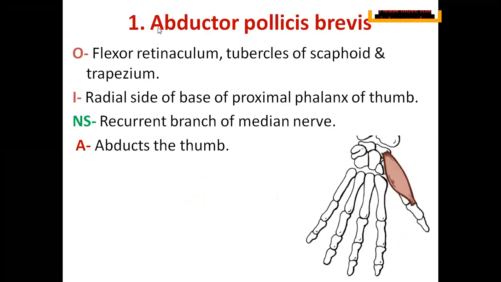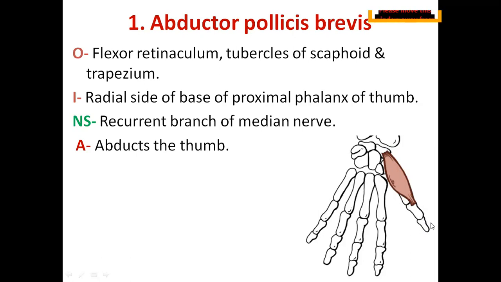Now let us start with abductor pollicis brevis. The origin is the flexor retinaculum, tubercle of the scaphoid and trapezium bone. Insertion is the radial side of the base of the proximal phalanx. Instead of radial side, you can also say lateral side, because the radius is the lateral bone, so it is named radial side; whichever is easy. Lateral side of the base of the proximal phalanx of the thumb.